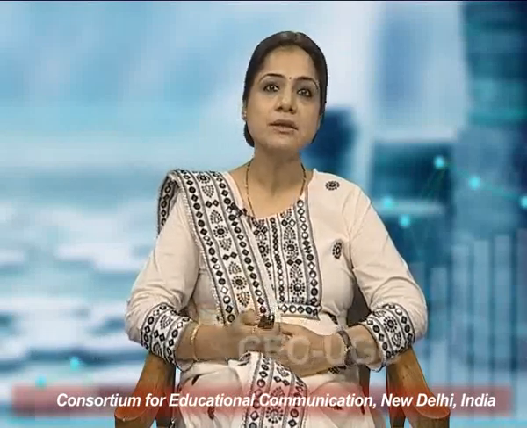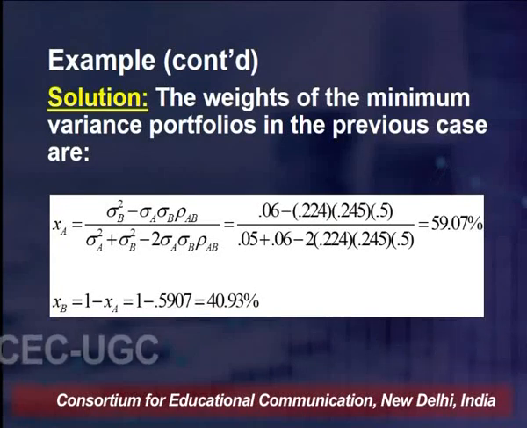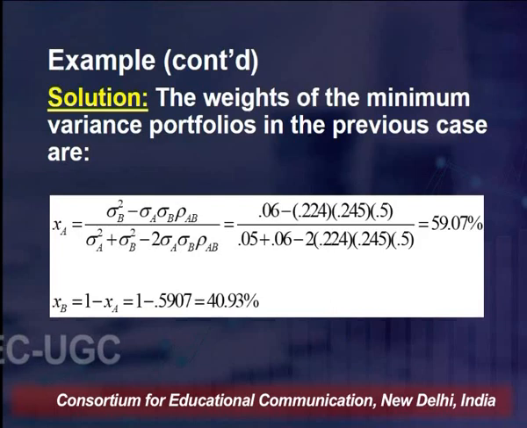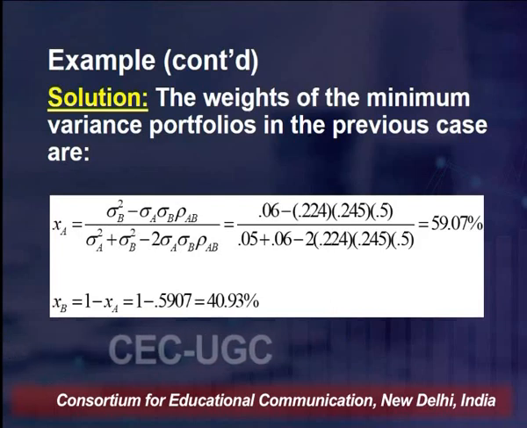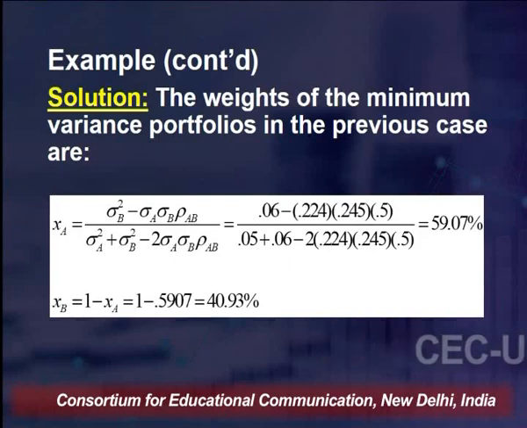So if we look at it, the weights of the minimum variance portfolio in the previous case are, for XA, if you put in all the values here. Now when we are putting in the value of variance of the portfolio, we need to put the variance which we have already calculated.